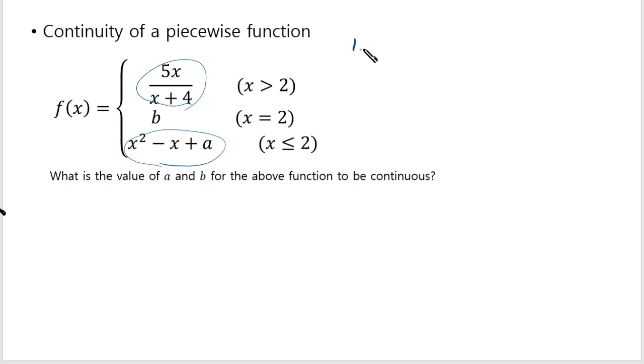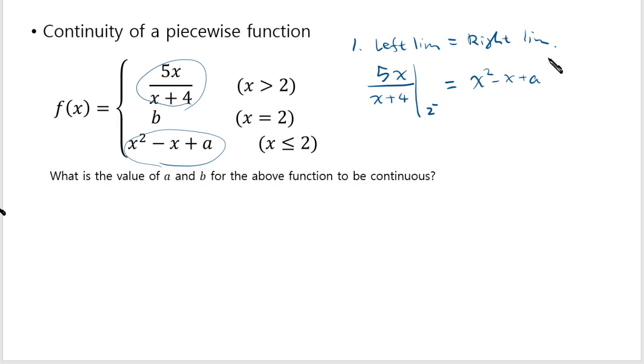So first, for the left limit to equal the right limit, the limit as x goes to 2 from the left is really this 5x over x plus 4 evaluated at 2 minus, right? Because you're trying to evaluate this at 2 minus. That limit has to equal this limit, x squared minus x plus a, when x is evaluated at 2 plus.